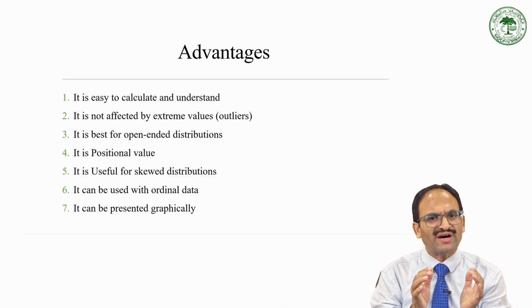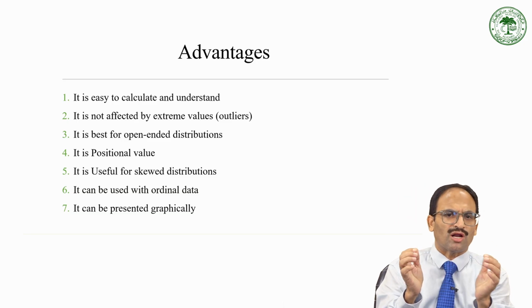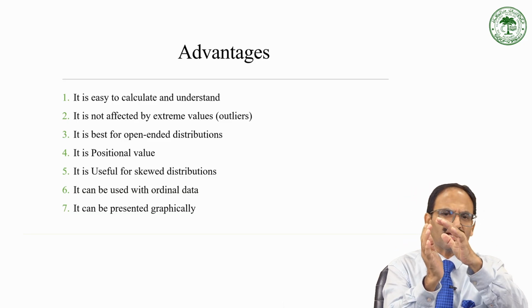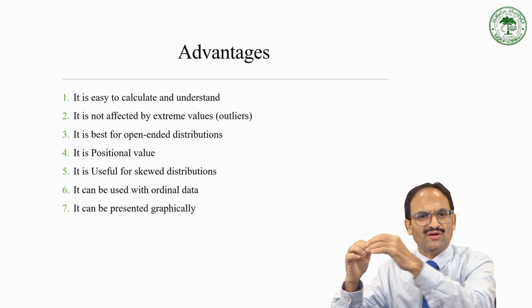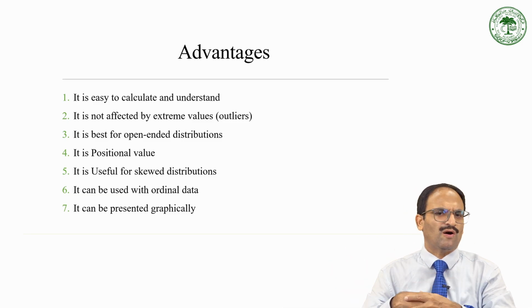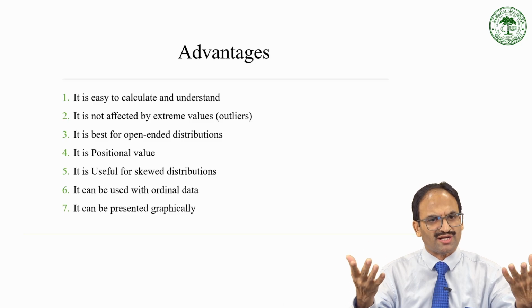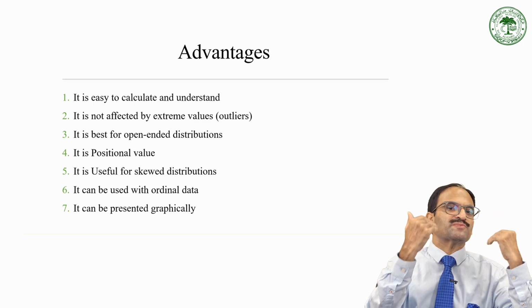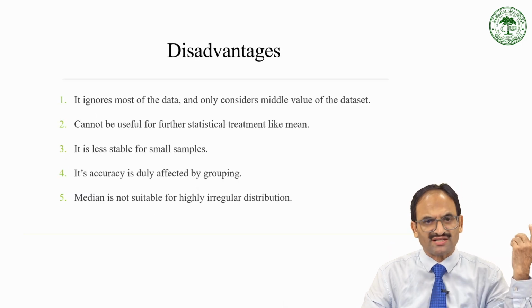It is useful for skewed distributions, and a skewed distribution is one which is not normal. I mean, most of the scores are either on the left side, that is lower values, or on the right side, that is higher values. So in that situation, the median will be better. It can be used for ordinal data, of course. And what are nominal, ordinal, interval and ratio data? Definitely I have already explained to you. It can also be presented graphically. So these are the advantages.